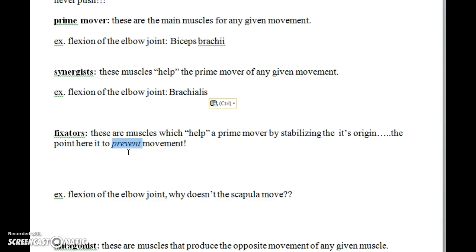Like your biceps is attached to the radius, the radial tuberosity. It's also attached to your scapula. So when it contracts, like if you bend your elbow doing a curl, lifting a weight, your shoulder blade doesn't move. It's the radius that moves. The reason is there's a whole bunch of other muscles that grab onto that shoulder blade, the scapula, and hold on for dear life.